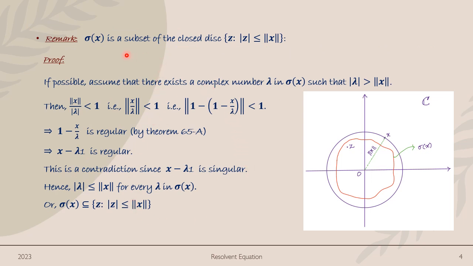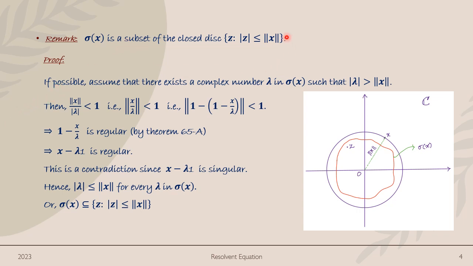Now, we shall next prove that sigma X is a subset of the closed disk, the set of Z such that mod Z is less than or equal to norm X. Okay. See the diagram. This is the entire complex plane in which we have chosen this to be the origin. Let us take an element, that is vector X, here. So the length from the origin to X is norm of X. Then we have the corresponding closed disk here, inside which any element belonging to the circle will satisfy mod Z less than or equal to norm X. Okay. We can prove that sigma of X is a subset of the closed disk, Z such that mod Z is less than or equal to norm X.